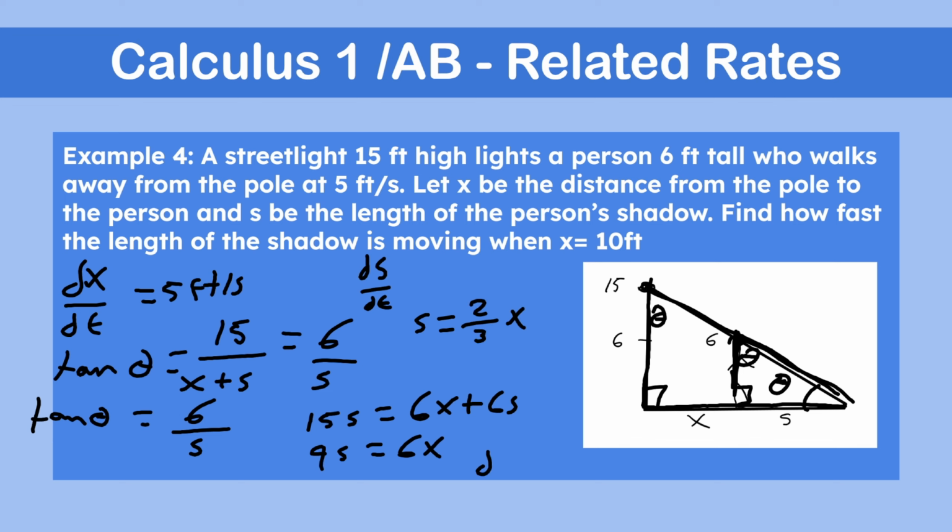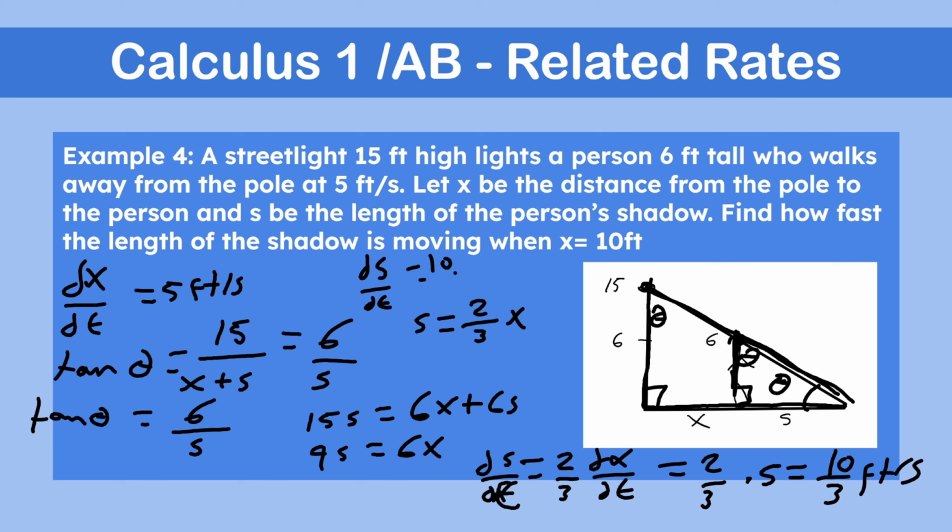We differentiate. We have ds over dt is equal to 2 over 3 dx over dt. This should be dt, sorry. So this is just 2 over 3 multiplied by 5, which is 10 over 3 feet per second. So the length of the shadow, s, is moving at a rate of 10 over 3 feet per second.